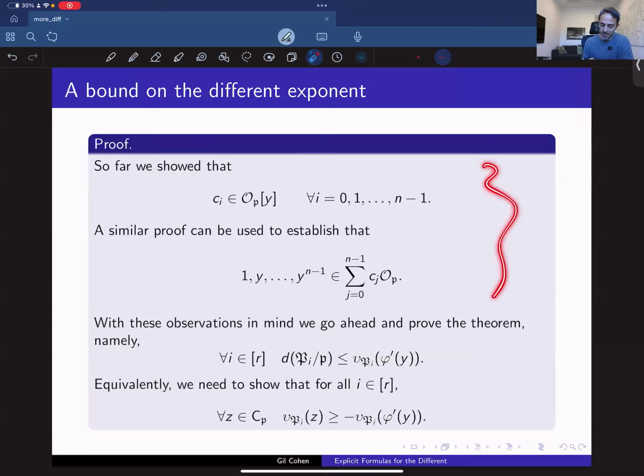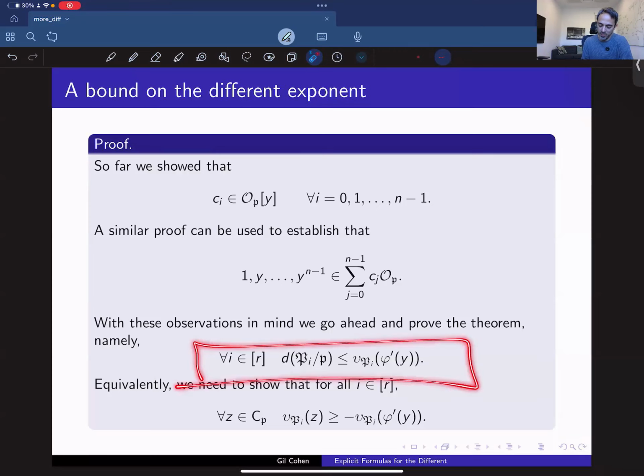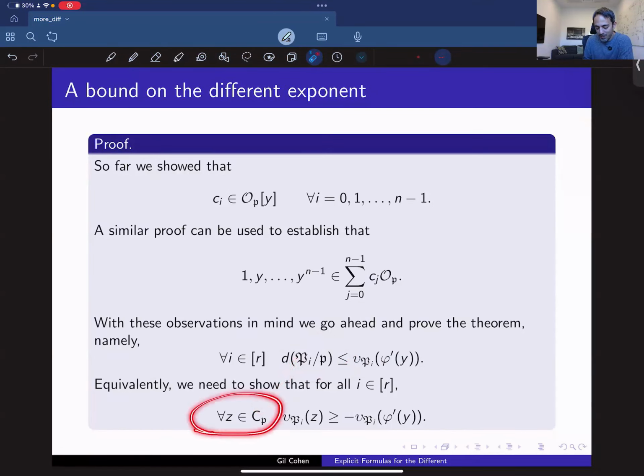Okay, so we have this in mind. We are going to use it in a second, but let's see what we are trying to prove. What we want to prove is that the different exponent satisfies that. So the different exponent of capital Pi over P is bounded by this valuation. An equivalent way of saying that, if you recall the definition of the different exponent in terms of the complementary module, is to say that for every element in the complementary module, the capital Pi valuation of Z is at least minus the capital Pi valuation of this thing.